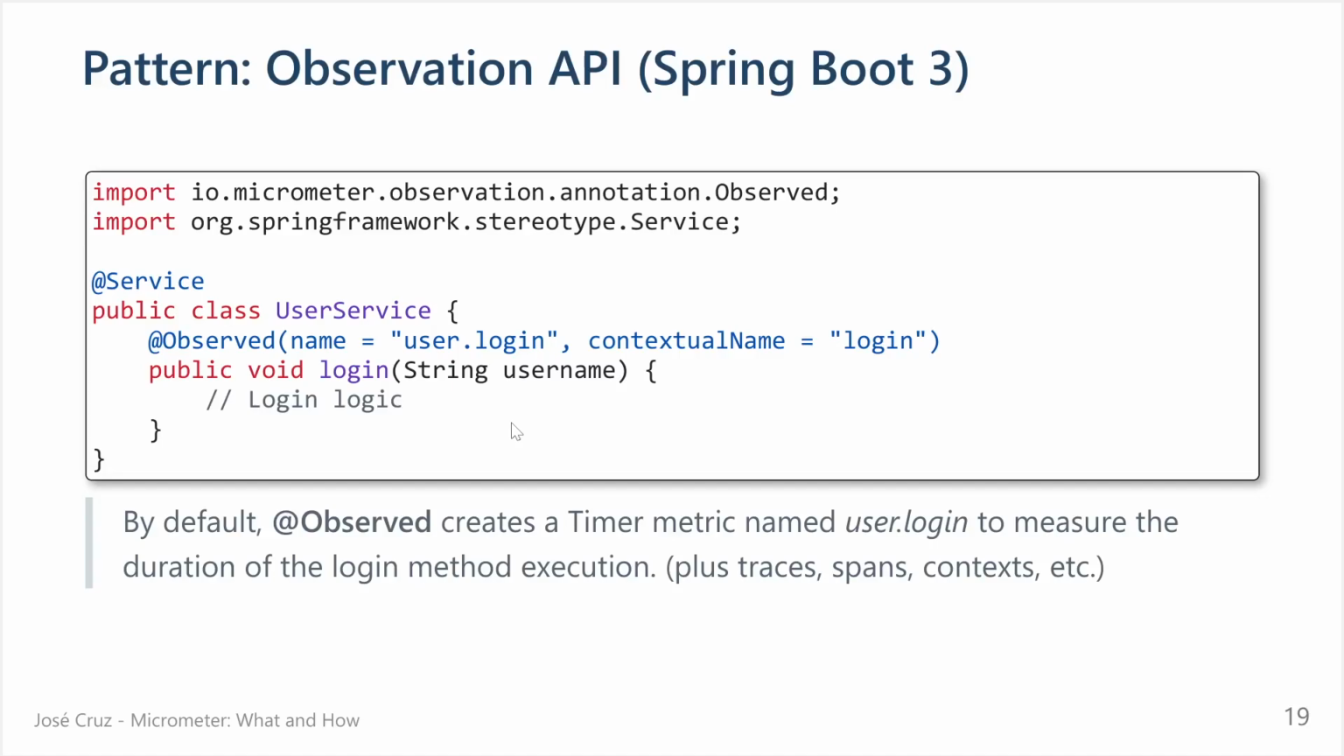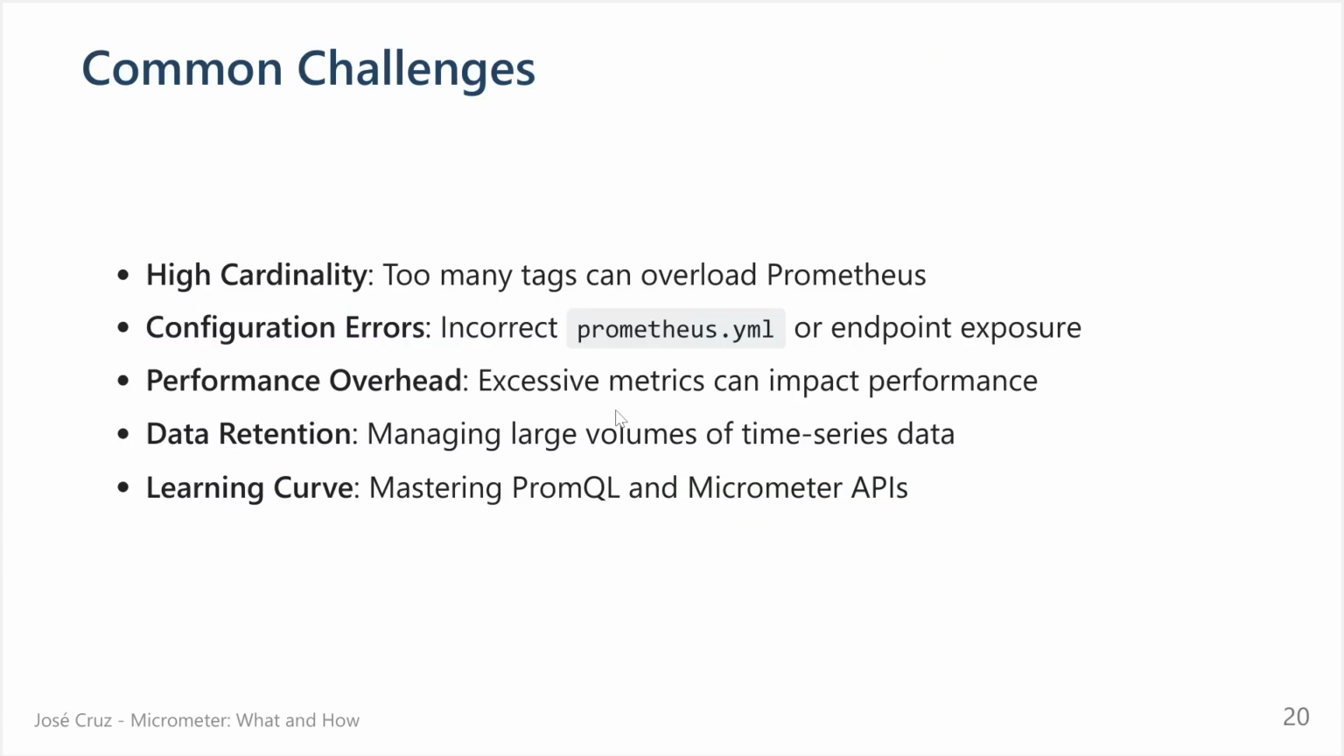It's when you need to mix business with non-business data. So common challenges: high cardinality, too many tags can overload Prometheus. Be careful with that. Configuration errors or endpoint exposure. That's probably on my side. It's always an issue.